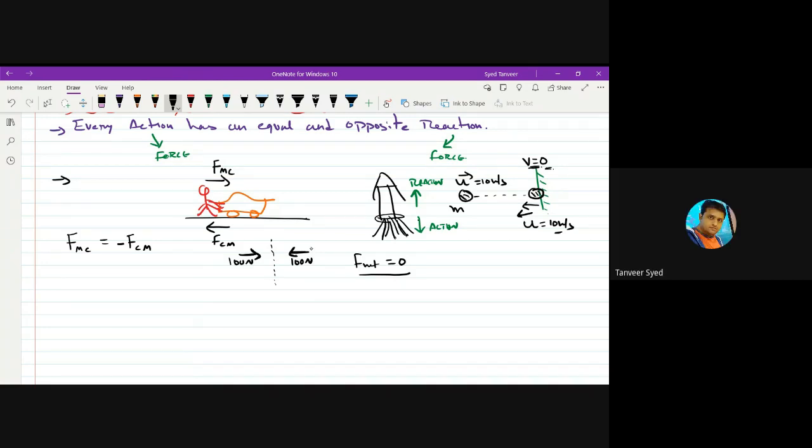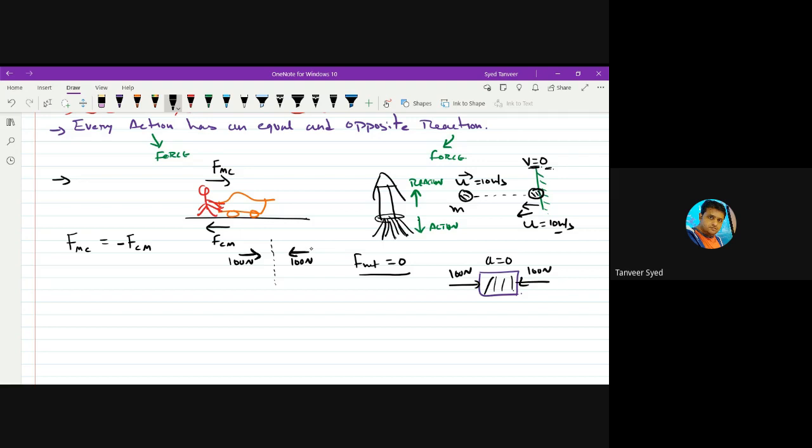So they did not cancel. Two forces will cancel each other only when they act on the same body. If this is the body and I am applying a 100 Newton force here and another 100 Newton force here, these two forces are equal and opposite and acting on the same body. So they will get cancelled and the acceleration of this body will be zero.